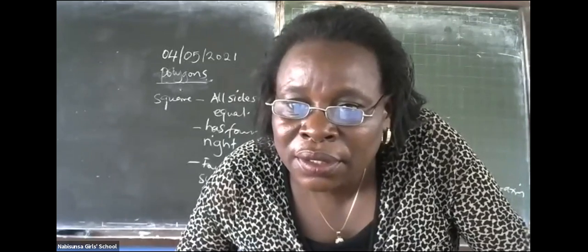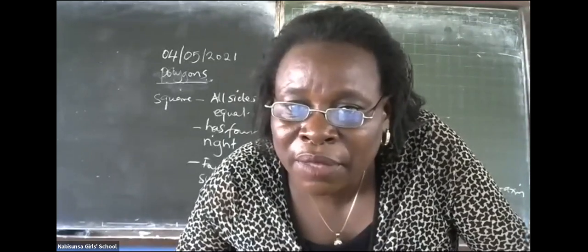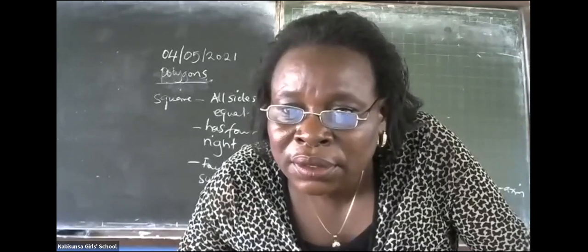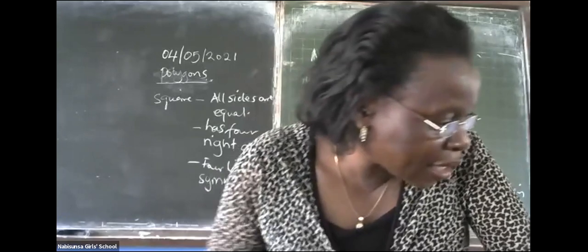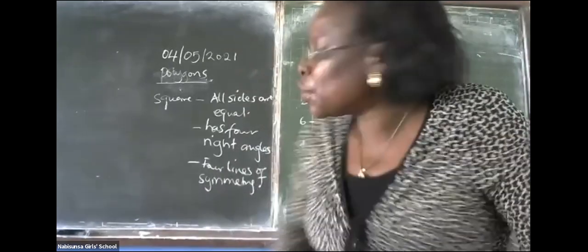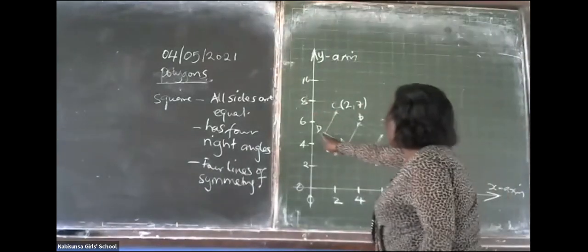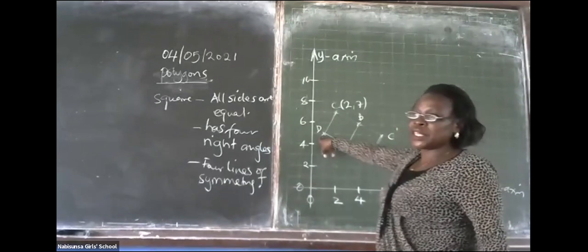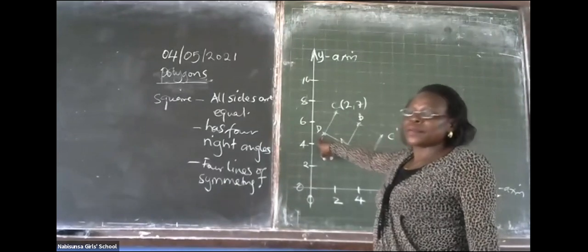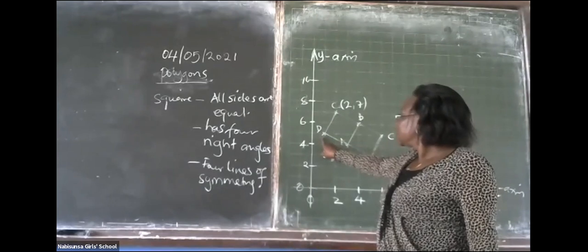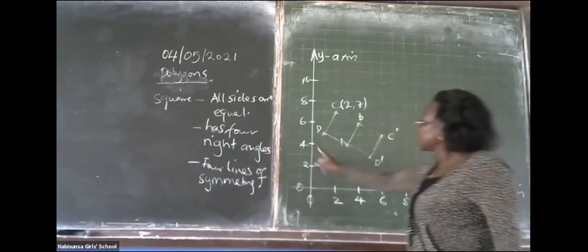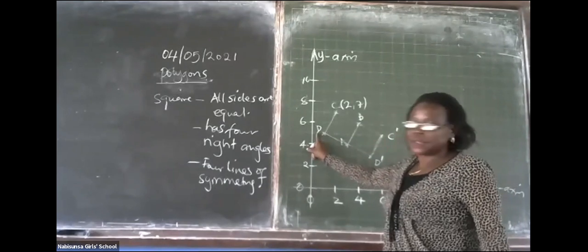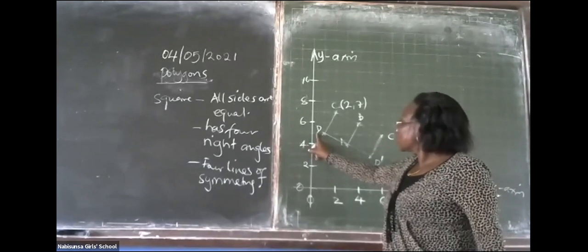Yes. Now, Auma. Give us the coordinates of point B. This is D prime, another possibility. But now we are looking at this D. Give us the coordinates.